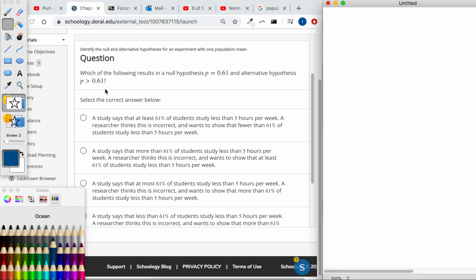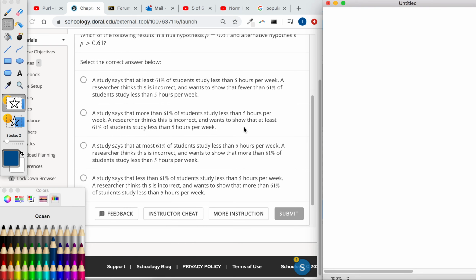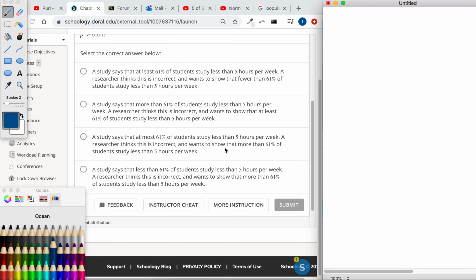A researcher thinks that this is incorrect and wants to show that fewer. So this researcher is trying to test that it's fewer than 61%. So that's less than. That's not the one we want. A study says that more than 61% of students study less than 5 hours per week. Researchers think this is incorrect and want to show that at least 61%. Oh, that one's tricky. Let's come back to that.